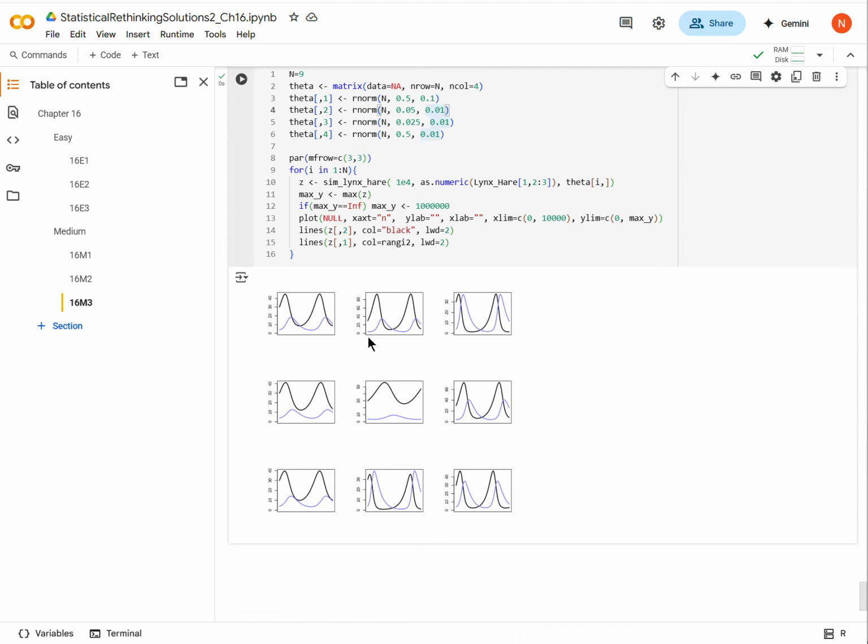And when we run that, we get these types of dynamics, which, maybe ourselves not being biologists or ecologists, we maybe expect this or maybe we don't, but the book certainly leads us to believe that this is what we should expect to see. So anyway, that is 16M3.